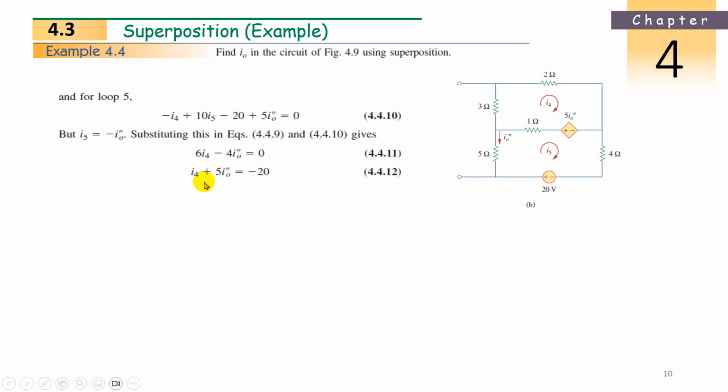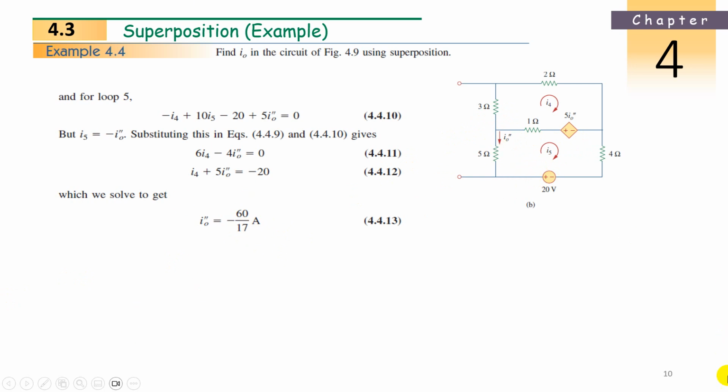Two unknowns and two equations, you will get the values. What is I0 double dash? Minus 60 by 17, because the current we assumed is downwards, but it is actually flowing upwards. That's why the result is coming minus. What we assumed here, I0 double dash, is downwards, but the loop current is upward, because the voltage source is coming here and moving upward. So it is minus 60 by 17.